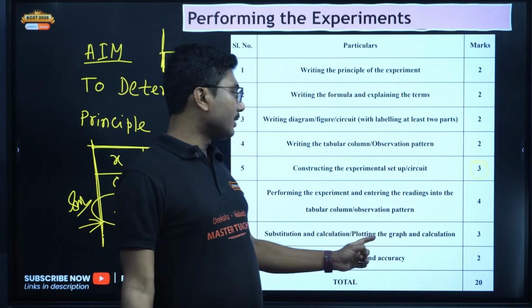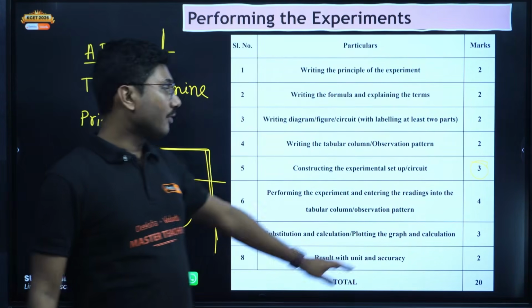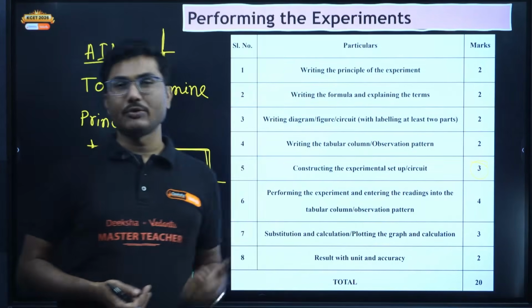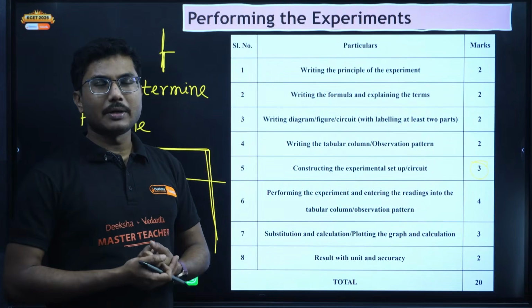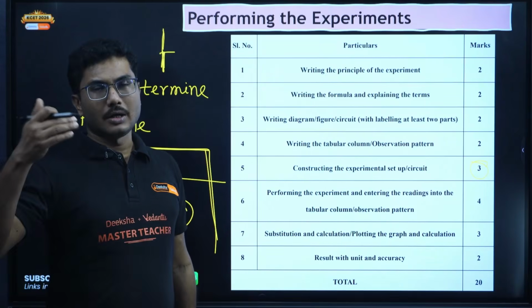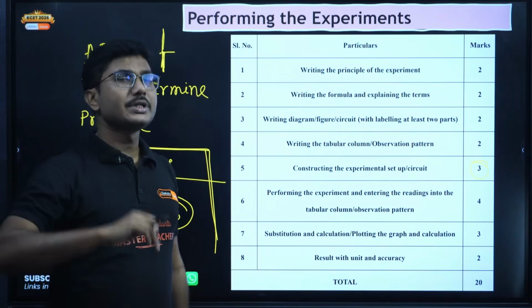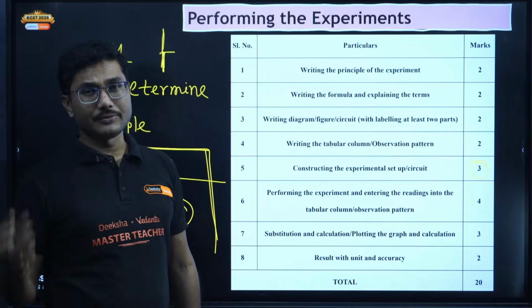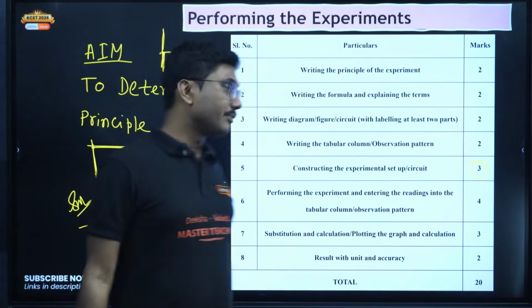Substitute and calculate, by plotting the graph if it is required to plot the graph, or it might be required to use the equation to find the value. So based on your experiment, it will either be graph plotting or a calculation based question, and you will get 3 marks for that. If it is calculation based, doing the correct calculation will give you 3 marks; plotting the correct graph will give you 3 marks.